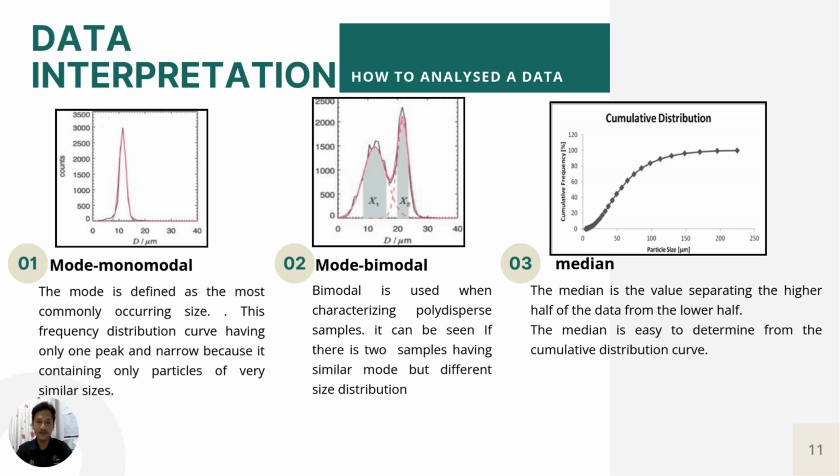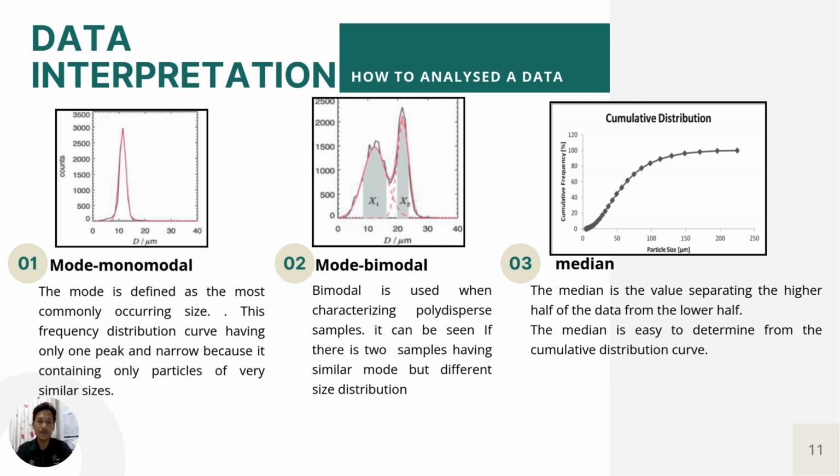Okay, now we are going to discuss data interpretation. When we have data from the laser diffraction instrument, we have to analyze it. There are several measures that we can use to analyze the data. First is the mode. The mode is defined as the most commonly occurring size. This frequency distribution curve has one big, narrow peak because it contains only particles of very similar size.